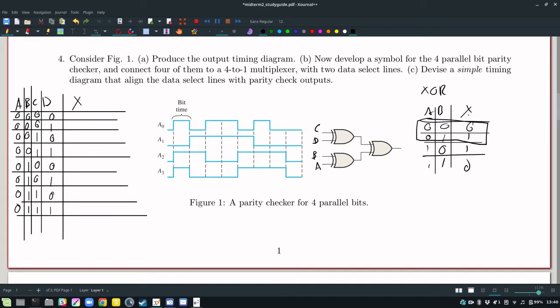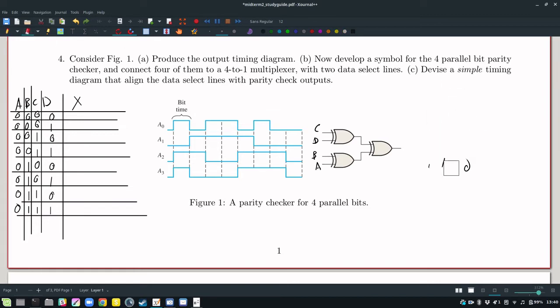So B is equal to X. What you can really surmise is that in this lower XOR gate, it's just going to be B. B will pass through, because A will be low for these first 8 states. So we have essentially C XOR D, and then that XORed with B.